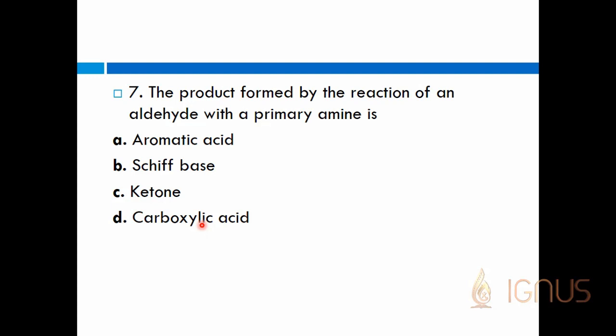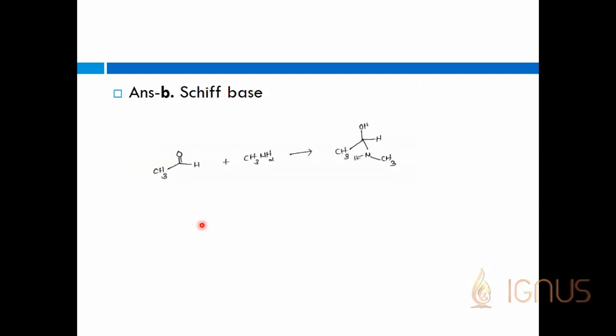Let us discuss the solution for this question. Answer is Schiff base. When we treat an aldehyde with a primary amine, this primary amine will act as a nucleophile. Hence, it will attack the electrophilic carbon. This carbon is electrophilic, hence this bond is shifted like this, and it will be O minus. This O minus abstracts a proton from nitrogen to give OH. This whole product is known as Schiff base.